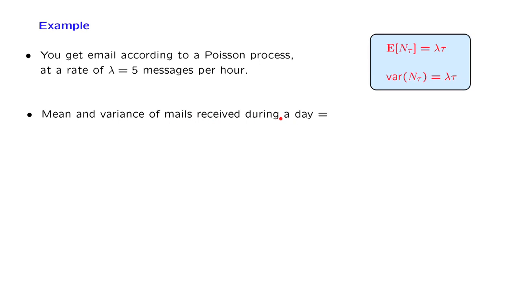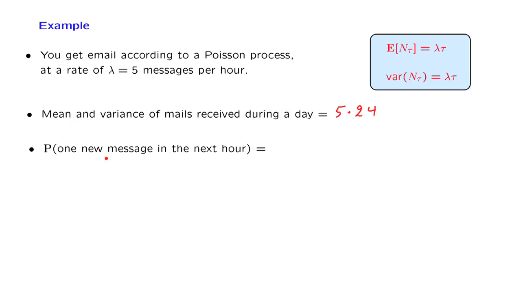Well, we have formulas for the mean and the variance, and in this problem we have a lambda equal to 5 and tau consists of 24 hours, so the answer is 5 times 24. And this answer applies to both the mean and the variance because for the Poisson random variable these are the same. What is the probability that we get one new message in the next hour?